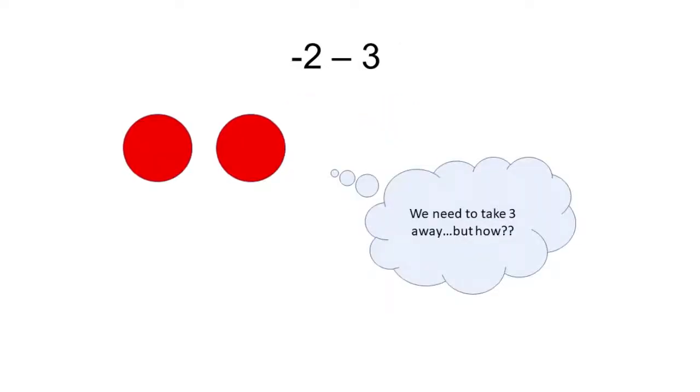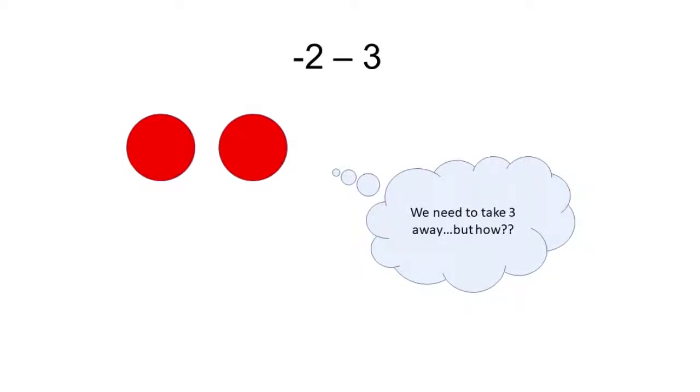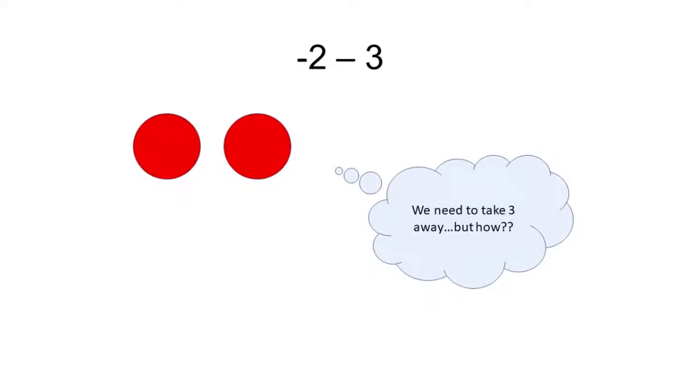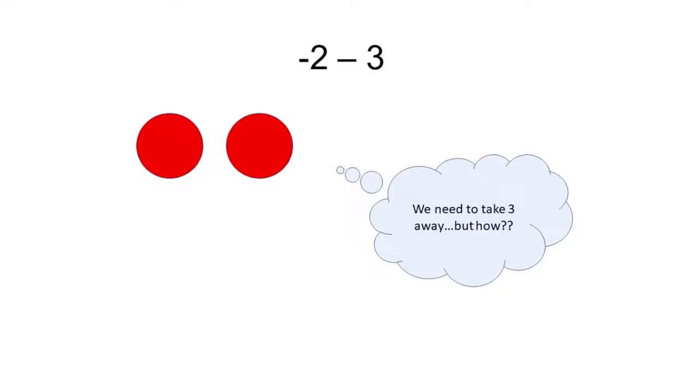The next example I'm going to show you is negative 2 minus 3. In that example, we start with 2 red chips because we have negative 2. So we start with 2 red chips, and I need to take away 3. I've got to take away 3. 3 is a positive number. So how am I going to take away 3 yellow chips when I don't have any?